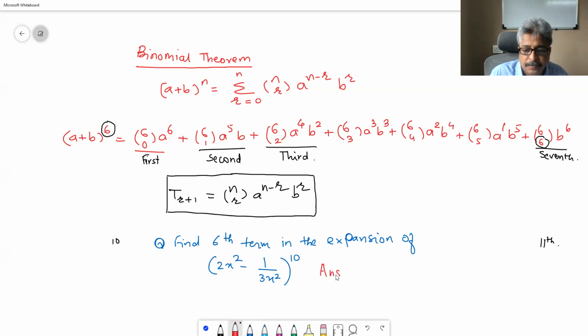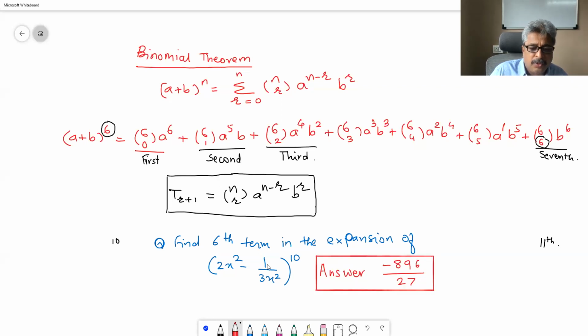Answer is minus 896 upon 27. You have to add this because these two powers of x are going to be the same in the expansion, they will get cancelled out. So basically this is the term which is free from x. Next problem.